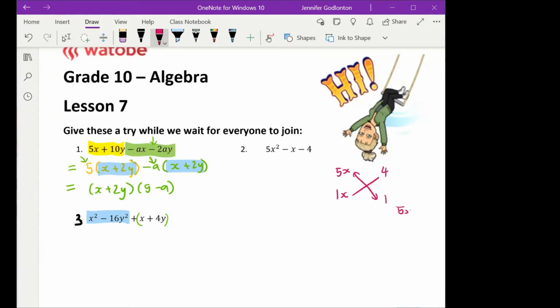Okay, so then what we land up with in our brackets is... let's see if this is working now. No, okay. Let me just try something for a second. What we land up with in our brackets is going to be x minus 1, and then in our second bracket, 5x plus 4. Okay.